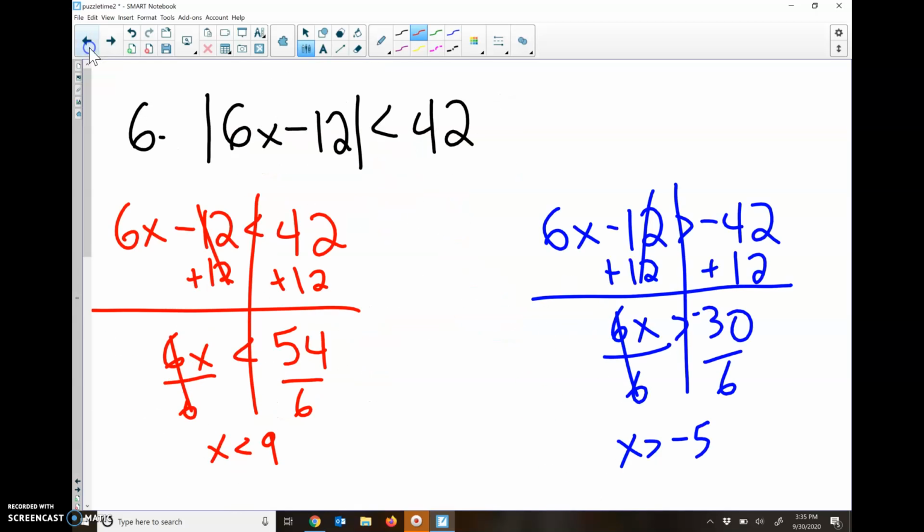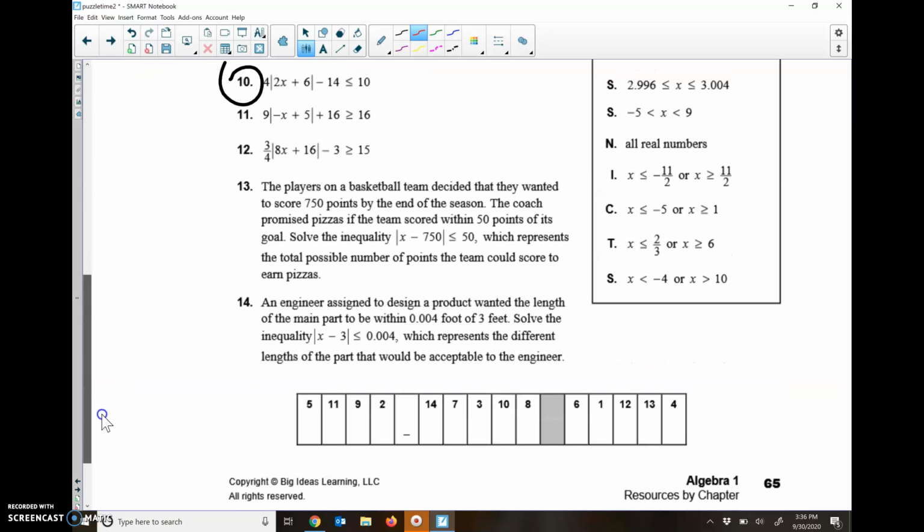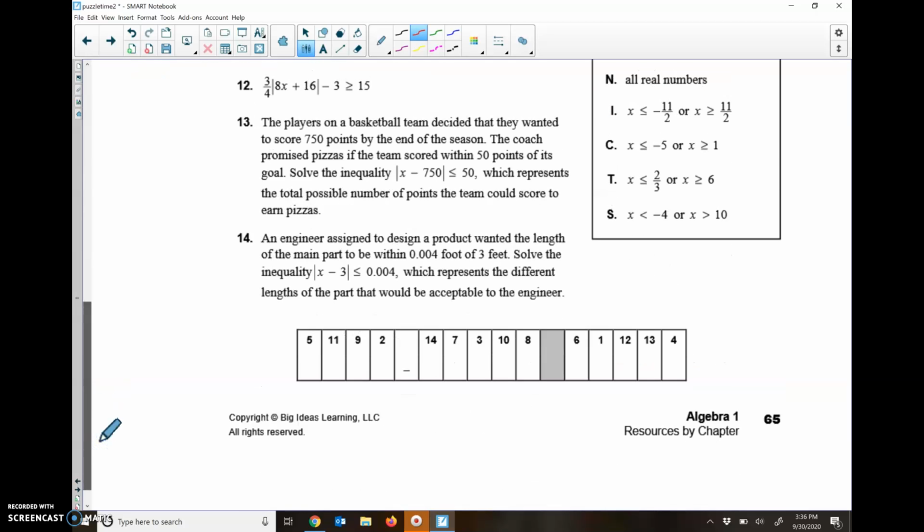Okay, so going back to our joke. What do electrons wear on their feet? They wear anti-shock socks. Get it? Because they're electrons and... Okay, science joke.